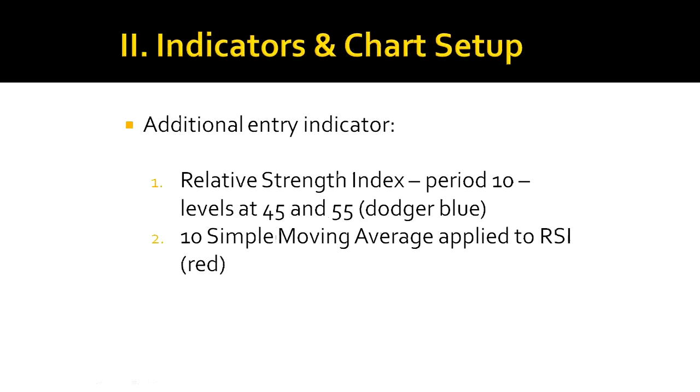Now, this is where the filter comes in. We are going to use a relative strength index, or an RSI. This is going to be a 10-period RSI, and instead of the traditional 50 level, we are going to add two different levels, a 45 and a 55. And to further filter the filter, we're going to add a 10 SMA to the RSI. So it's going to be a moving average of the RSI.